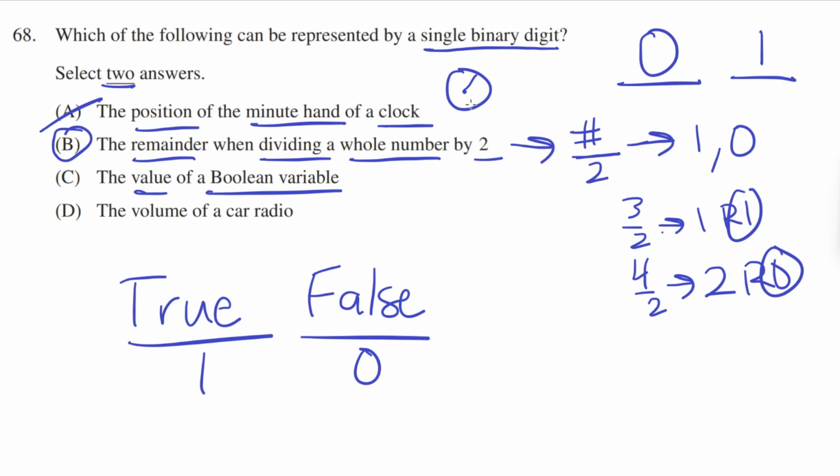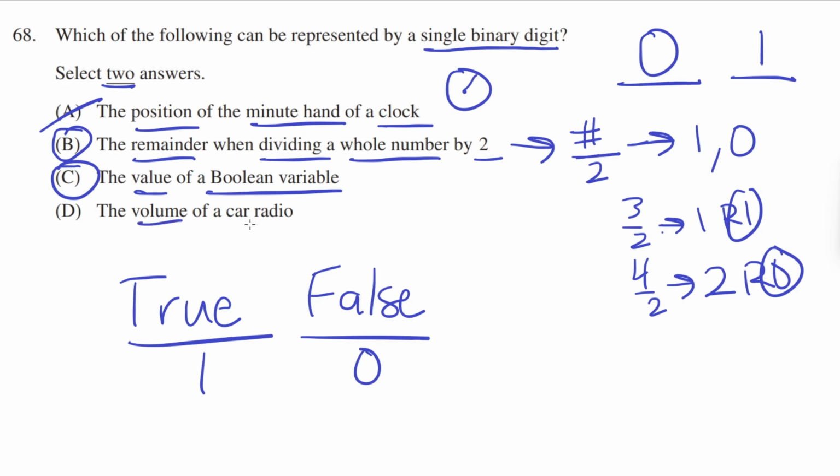So unlike the clock, which had 60 different unique positions, true and false being the two different states of a Boolean variable can easily be represented by a single binary digit, either a 1 or a 0. So C is also correct. So those are our two answers, but let's check D as well.